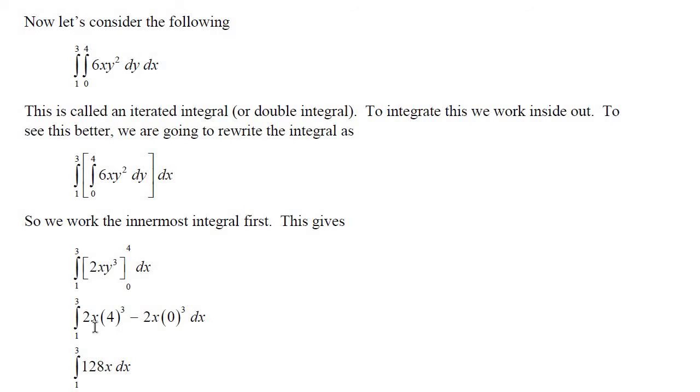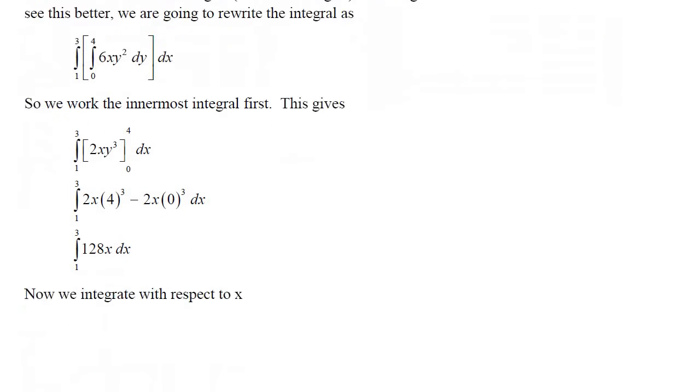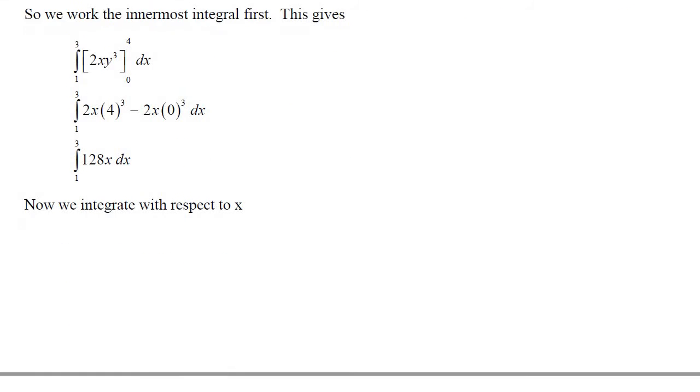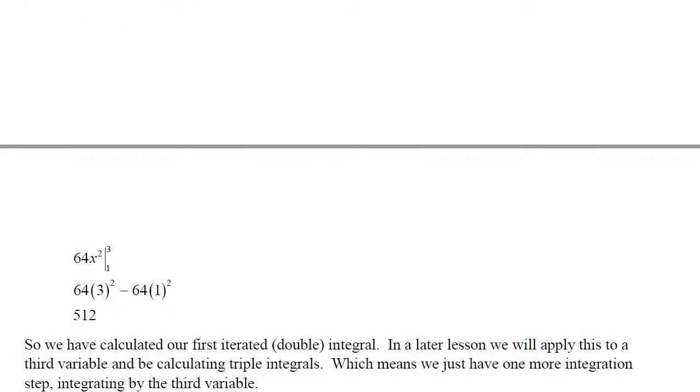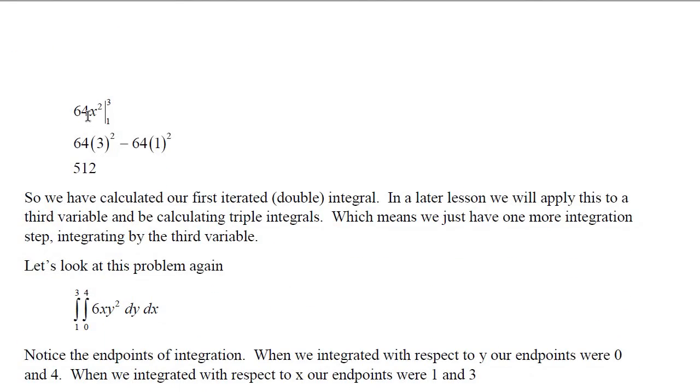So plugging in those endpoints, that'll give me a 2x times 4 to the third minus a 2x times 0 to the third, which gives me 128 times x. Now we want to integrate this thing with respect to x. So integrating this with respect to x, this is going to give us 64x squared, and we're going to go from 1 to 3. So that gives me 64 times 3 squared minus 64 times 1 squared, which ends up giving me 512. So we have calculated our first iterated integral.